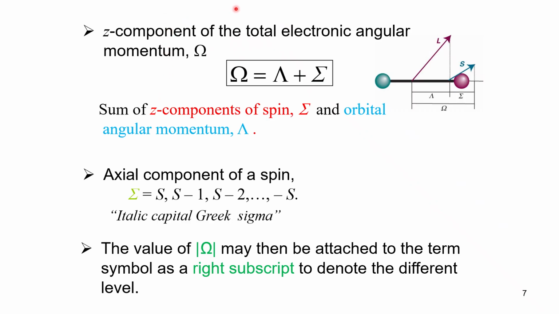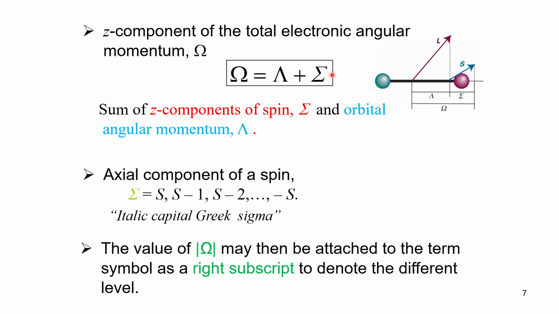The z component of the total electronic angular momentum is represented by the symbol omega, which is the sum of the z component of the spin, given the symbol italic sigma, and the orbital angular momentum given by the symbol capital lambda. Here, the sigma refers to the italic capital Greek sigma, representing the axial component of the spin with possible values ranging from S to minus S.